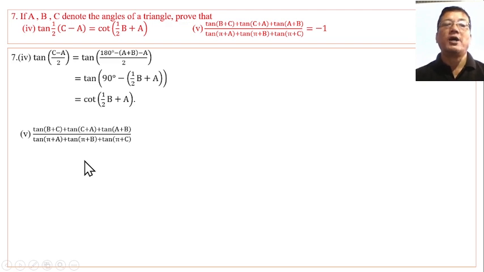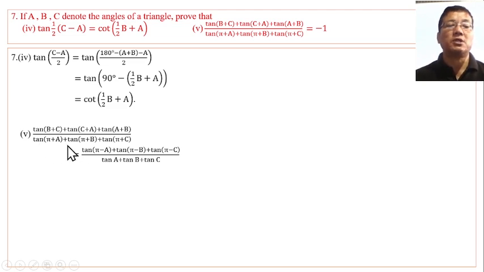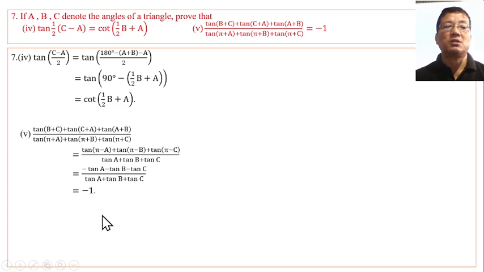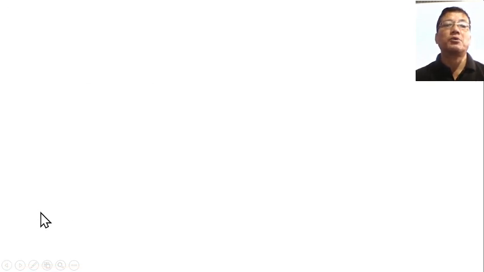For Roman number 5: B plus C is equal to pi minus A, so we can write C plus A is pi minus B, A plus B is pi minus C. Then tan of pi plus A is in the third quadrant, giving tan A. Here it is in the second quadrant, and in the second quadrant tan has the same magnitude but opposite sign, so minus 1 times it.